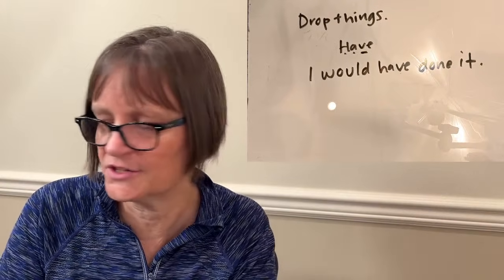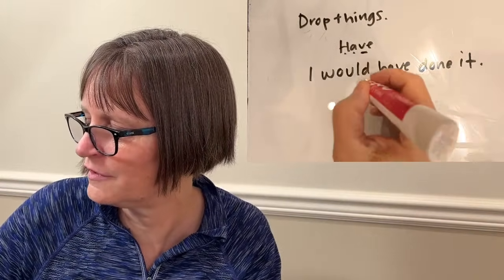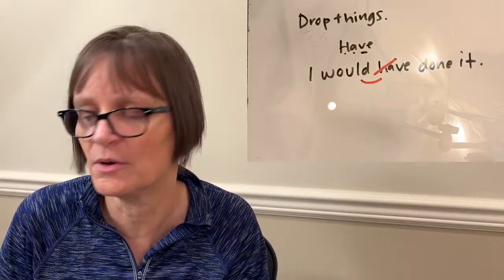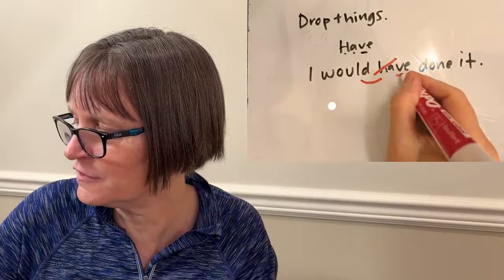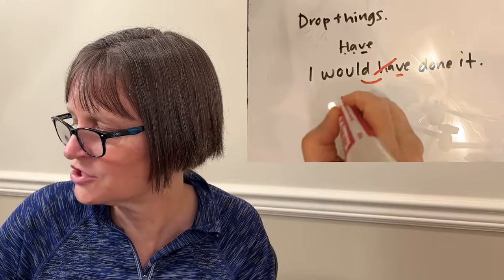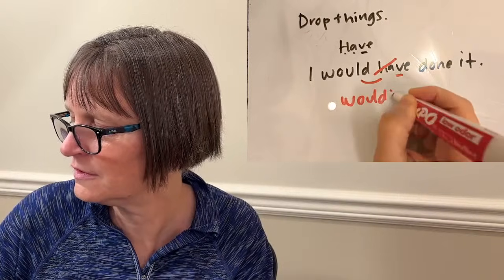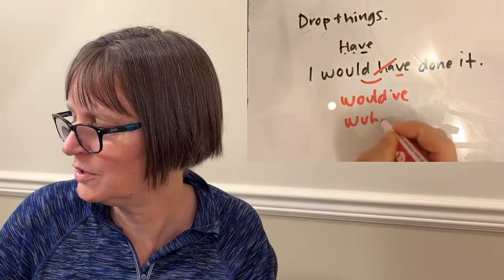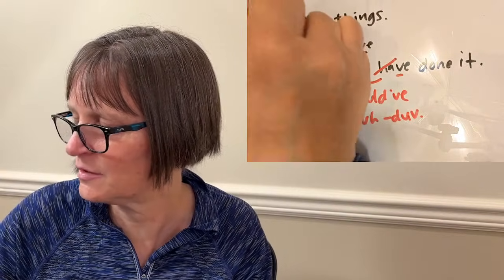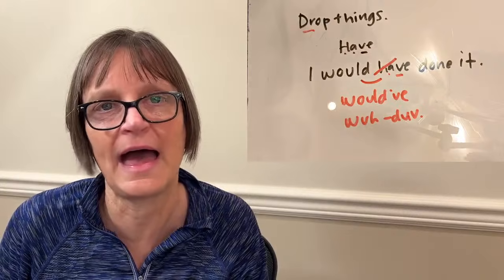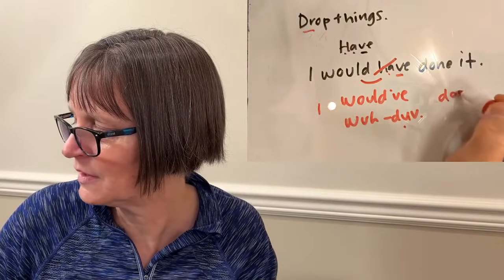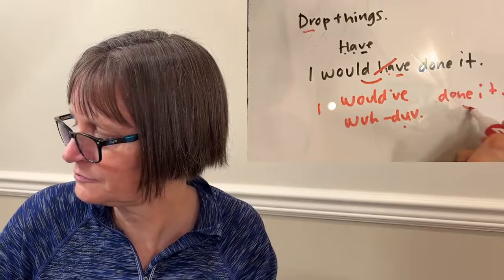Instead, we contract would have, and we drop the ha part. So we have no a sound, no h sound, and we just leave the v sound. Would've, would've. So besides dropping, we do also change that vowel. The a becomes more of an uh sound, would've. So I would have done it. So that's the first thing we do.